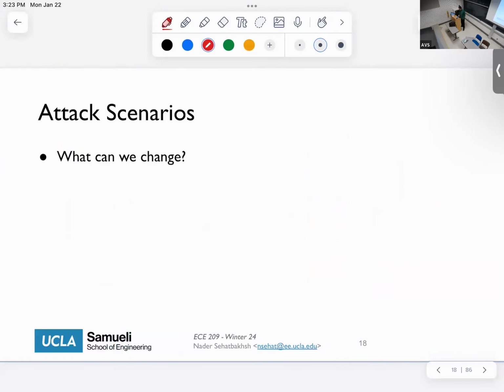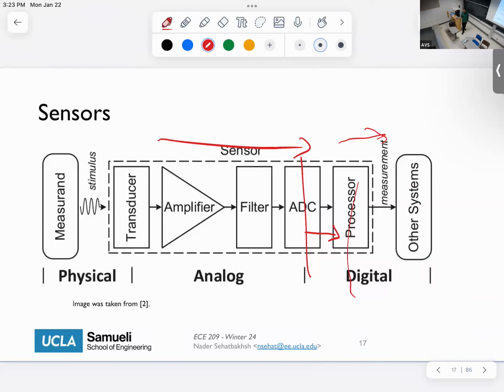So in the context of attacks, where do you think the attack might happen in this digital, analog, and physical world? All of the above. Can you maybe start giving examples of where you think things can happen?